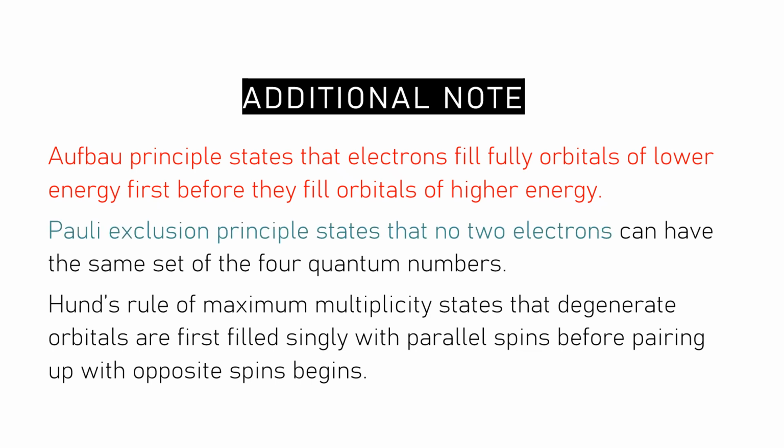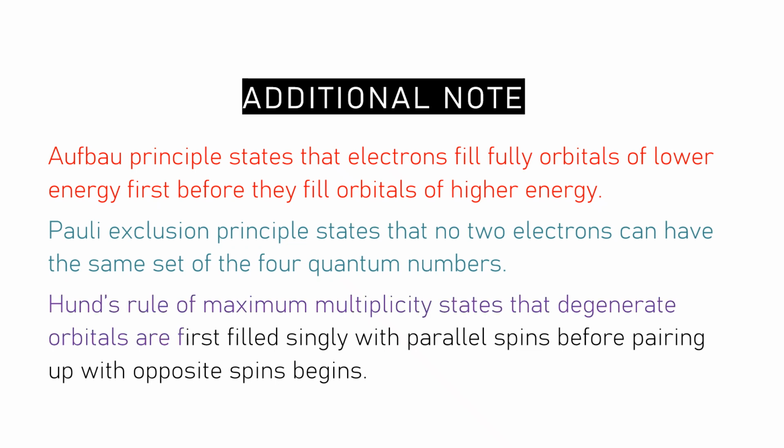Also, Pauli's exclusion principle states that no two electrons can have the same set of the four quantum numbers. So even if they have the same principal quantum number, angular momentum quantum number, and magnetic quantum number, there will be a difference in the spin quantum number, plus half or minus half. There is never an occurrence where two electrons have the same set of the four quantum numbers.